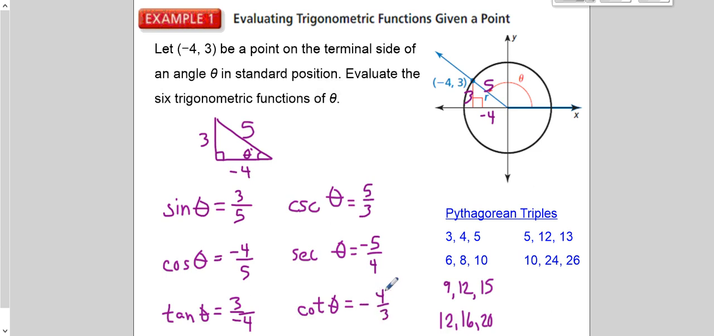Again, you can put the negative out front with the numerator or the denominator, and it is still a negative answer. Evaluate the 6 trig functions for theta. All right, that's what we did, all 6 of them. So label your triangle. Label where the x goes and where the y goes. Remember, x is sideways and the y value is up and down. Find your radius for your hypotenuse, and then do your trig ratios. And that's example 1.